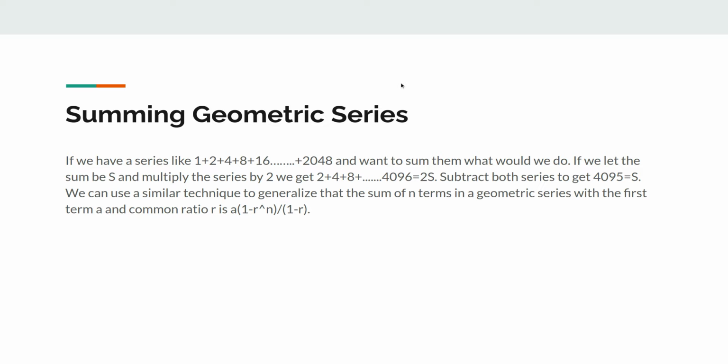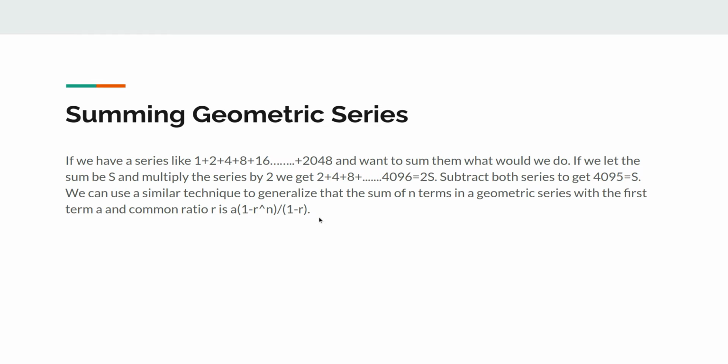Okay, summing geometric series. If you have a series like 1 plus 2 plus 4 plus 8 plus 16 all the way to plus 2048, these are just the powers of 2, 2 to the power 0 all the way to 2 to the power 11. To sum them, you multiply the series by your common ratio, in this case 2, and you get 2 plus 4 plus 8 plus all the way to 4096, which is equal to 2s. If this sum is equal to s, this is equal to 2s. Subtract both series, and you get 4095 is equal to s.